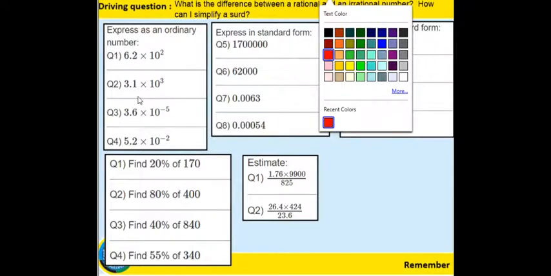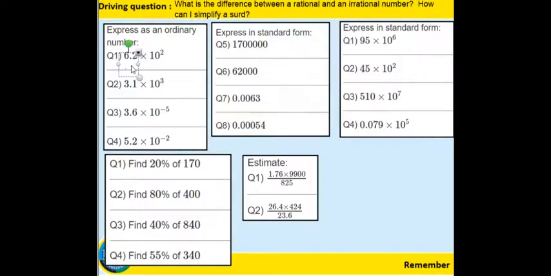Alright, hopefully you've had a good go at those. So first of all, we're converting from standard form to ordinary numbers here. 6.2 multiplied by 10 squared, or multiplied by 100, would be 620. 3.1 multiplied by 10 cubed, or 1000, or 10 three times, would be 3,100. 3.6 multiplied by 10 to the power of negative 5 is the same as dividing by 10 5 times, or the same as dividing by 100,000.